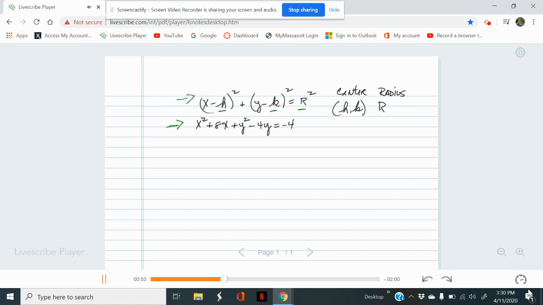So here's what I'm going to do. I want to set this up so I can do completing the square. I'm going to leave a space here, put my y terms side by side and leave a space, and everything was pretty much set up for me. I didn't have to rearrange anything.